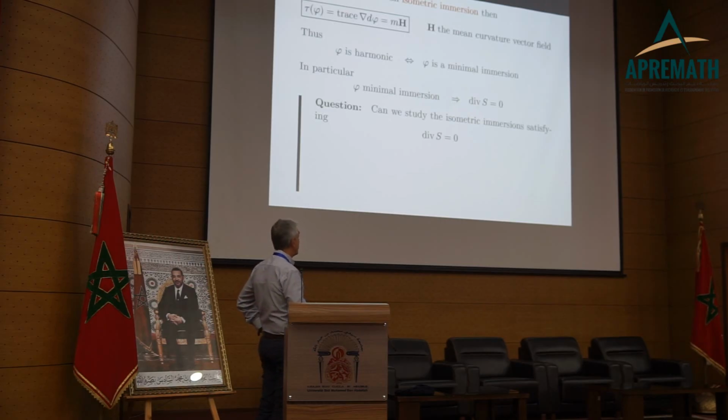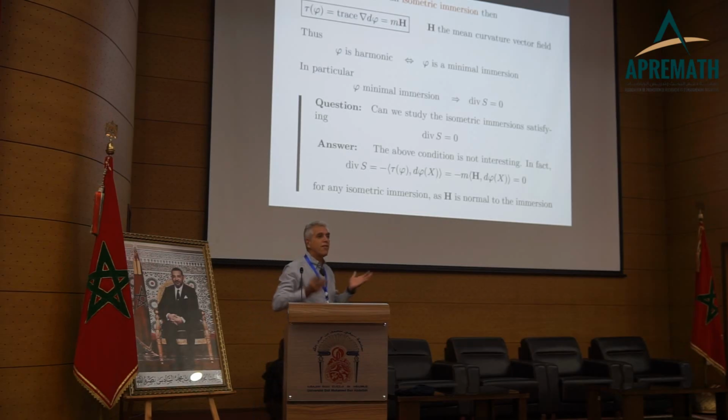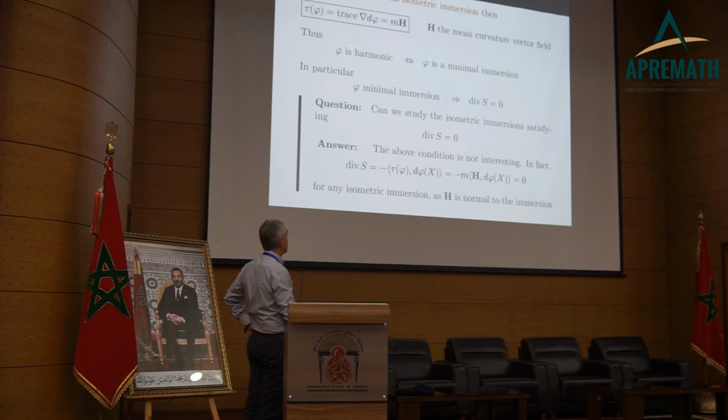The problem is that for the image, this question has no meaning. In fact, let's compute the divergence of S. The formula of Baird was that it was equal to minus the inner product between the tension field and d phi applied to X, which is a tangent vector. But this tau is m times the mean curvature vector. And the mean curvature vector is always normal to the image of your isometric immersion. Then it is always normal to a tangent vector to the isometric immersion. Then this is always 0. And this means that this condition is true for all isometric immersions. So of course we can consider this condition, but we are just saying that it is any isometric immersion. So in fact this probably has no meaning.